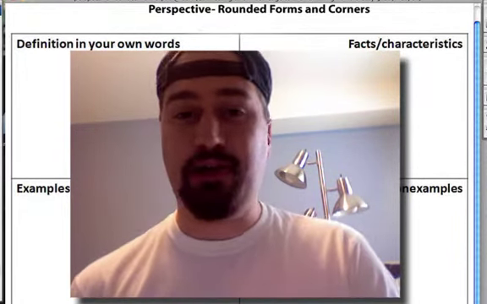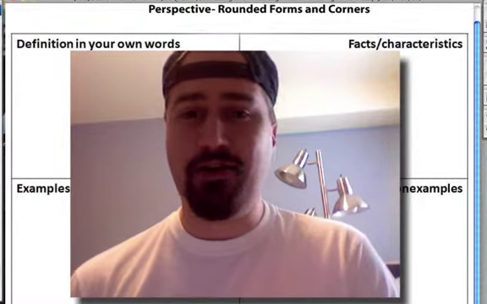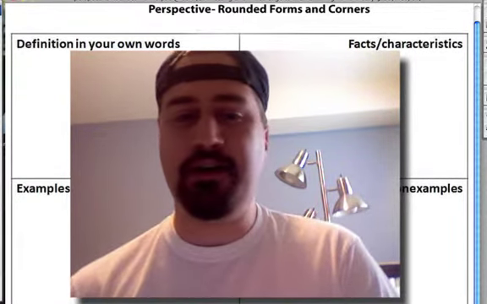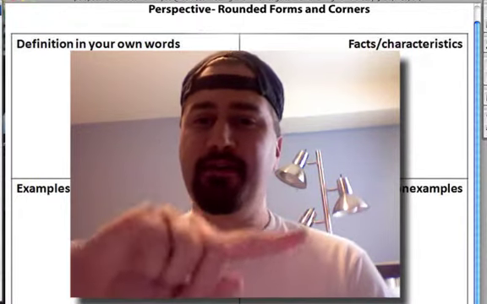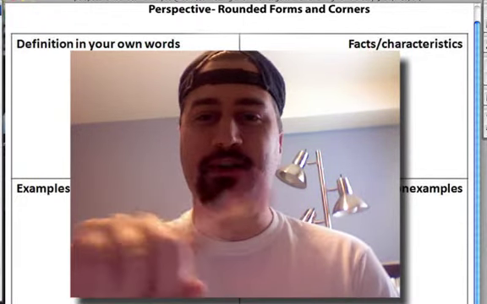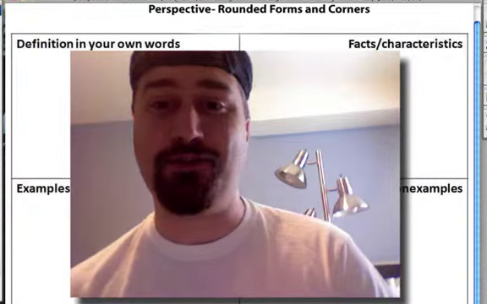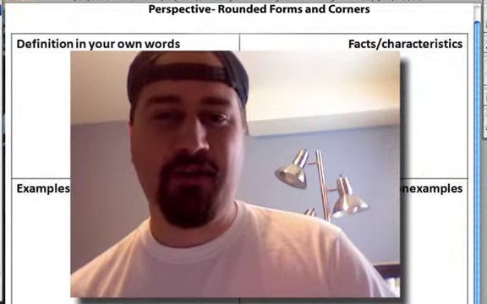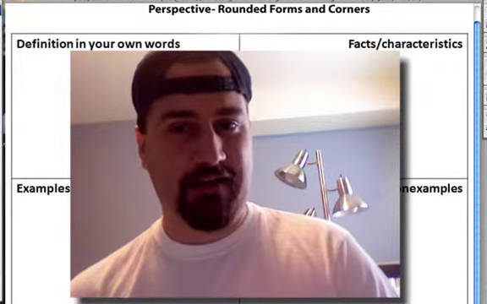With squares and blocks and cubes, that's easy. All you need to do is connect the corners to the vanishing point. But with rounded forms, not so much. There's an infinite number of little tiny angles and corners inside of a circle. And in order to distort that, you need a scaffolding technique to do that.